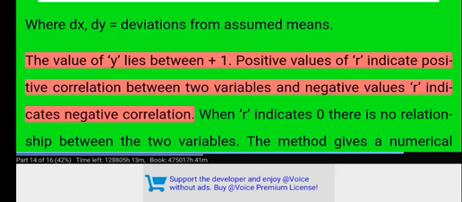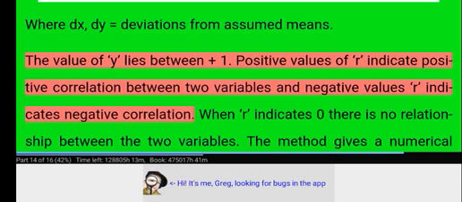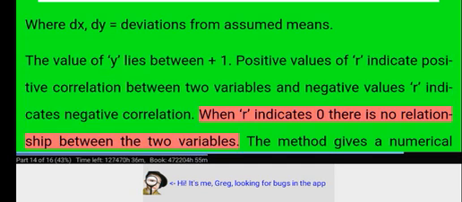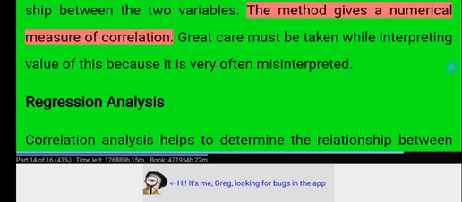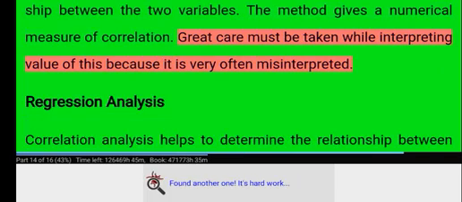The value of r lies between -1 and +1. Positive values of r indicate positive correlation between two variables and negative values of r indicate negative correlation. When r is 0, there is no relationship between the two variables. The method gives a numerical measure of correlation. Great care must be taken while interpreting the value of r because it is very often misinterpreted.